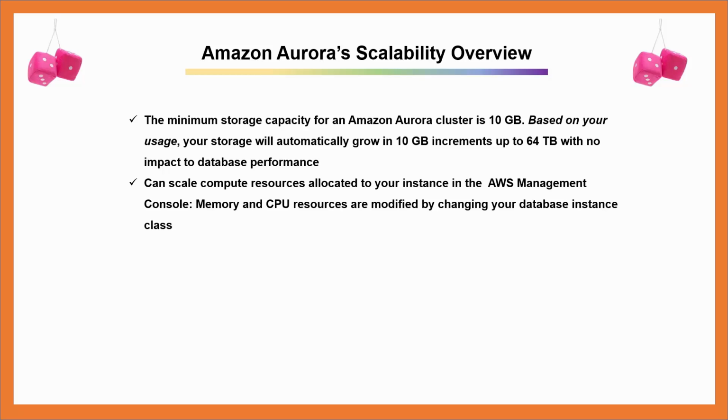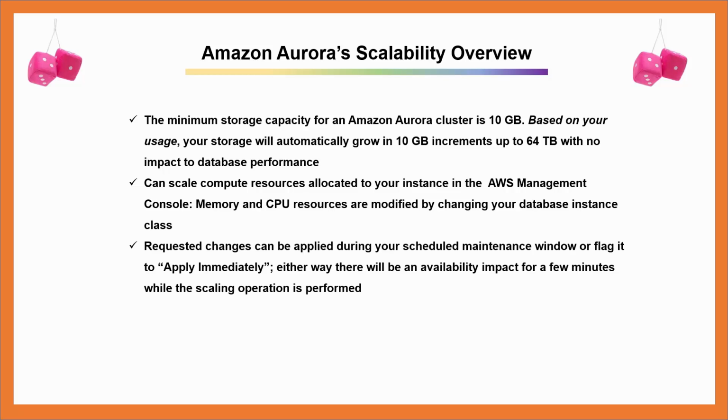You can scale compute resources allocated to your instance in the AWS console. The associated memory and CPU resources are modified by changing your instance class. Requested changes can be applied during your scheduled maintenance window, or you can flag it to be applied immediately. Either way, there will be an availability impact for a few minutes while the scaling operation is performed.